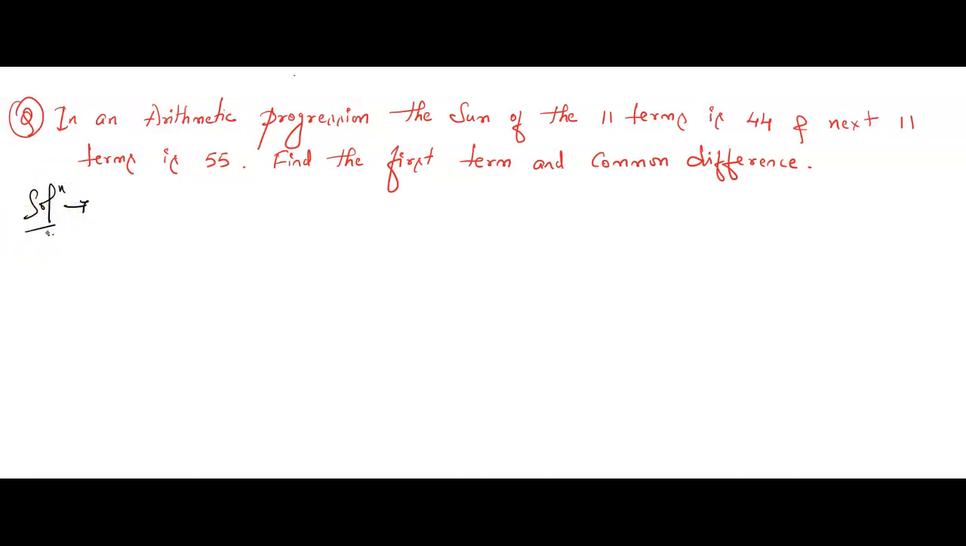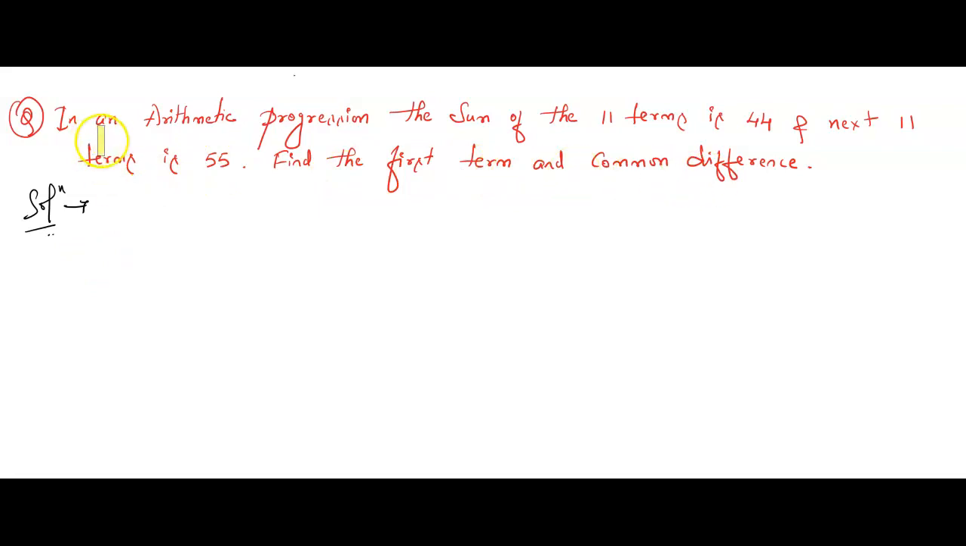See children, let's begin with this problem. In an arithmetic progression, the sum of the first 11 terms is 44, and the sum of the next 11 terms is 55. Then find the first term and common difference.